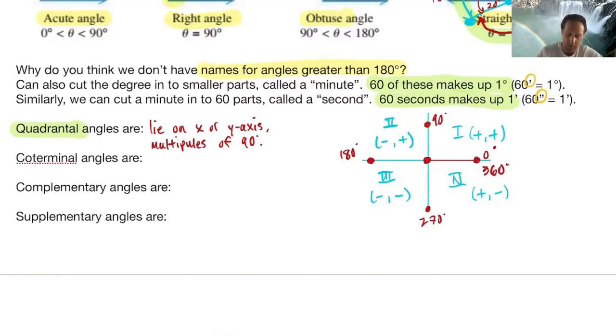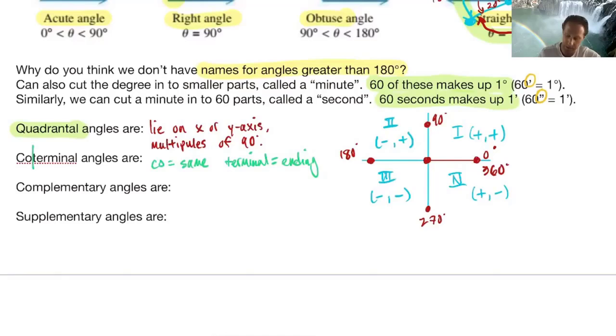The next type we'll talk about are coterminal angles. And coterminal, if you break that word down, co meaning same, terminal meaning ending. So if you literally break down the word coterminal, it tells you exactly what kind of an angle it is. It's an angle that has the same ending.